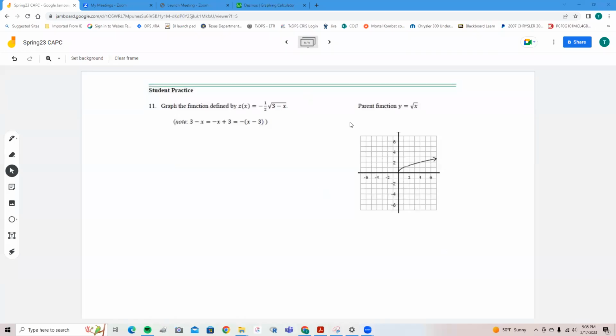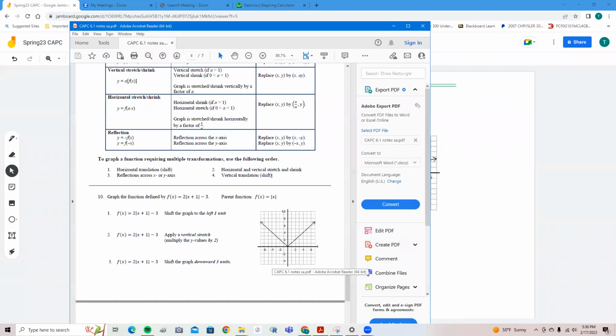Okay, so this is the example. Graph this function z of x is -1/2 the square root of 3 minus x. Parent function is square root of x. 3 minus x you can think of as being the same as -x plus 3, or the opposite of x minus 3. But where I messed up is in the order in which we do the transformations.